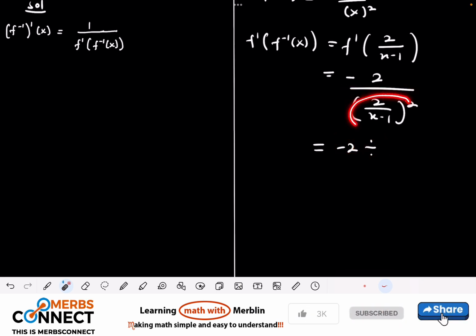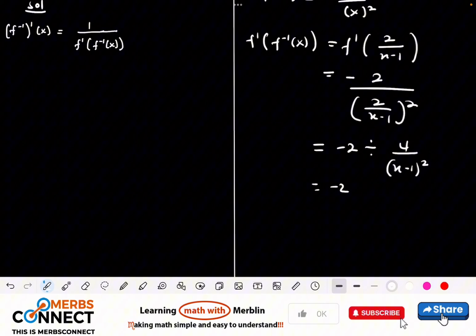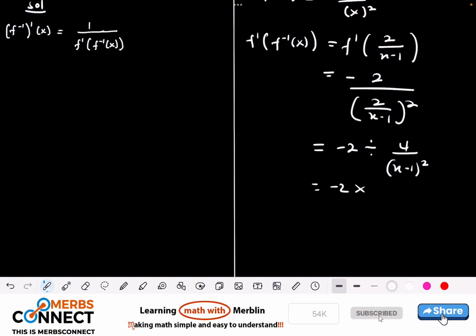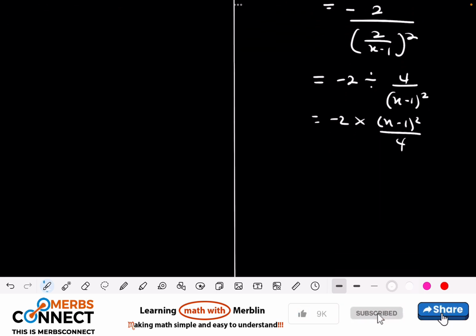Then now I'll write this one here so that I can use the division. So this one will be 4 divided by x minus 1 squared, right? So I need to square 2, I need to square this one. Then I will have negative 2. Then I'll change the division sign to multiplication, which we are going to have it to be x minus 1 squared divided by 4 because we are changing it to multiplication. Then 2 will cancel itself, 1 and cancel this one 2.